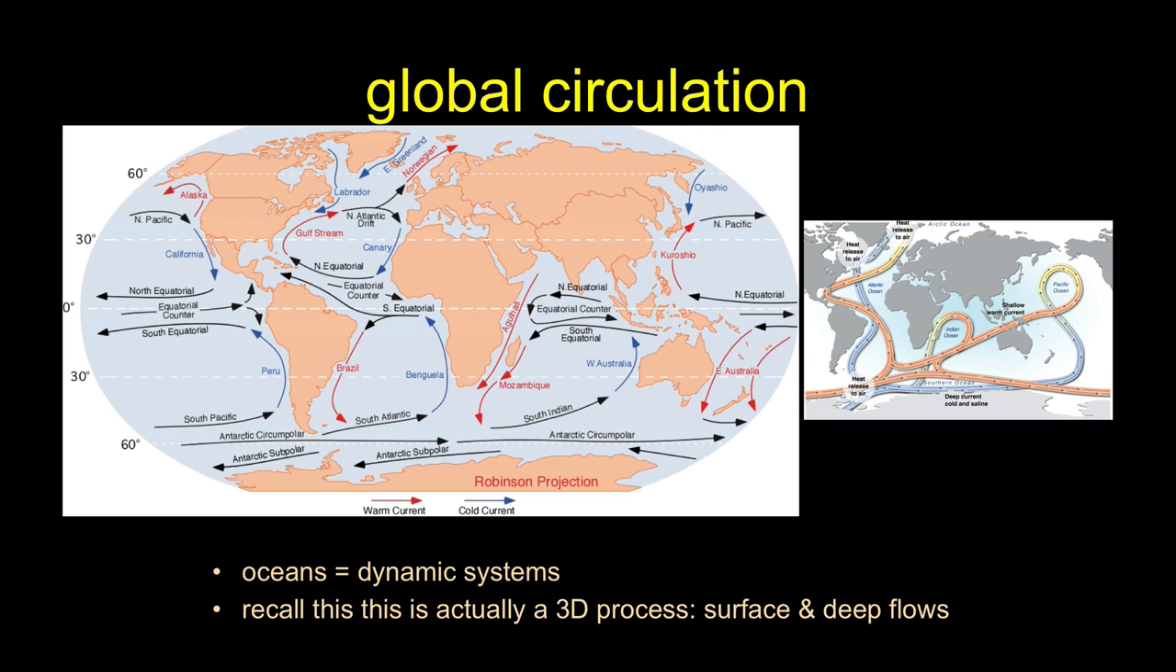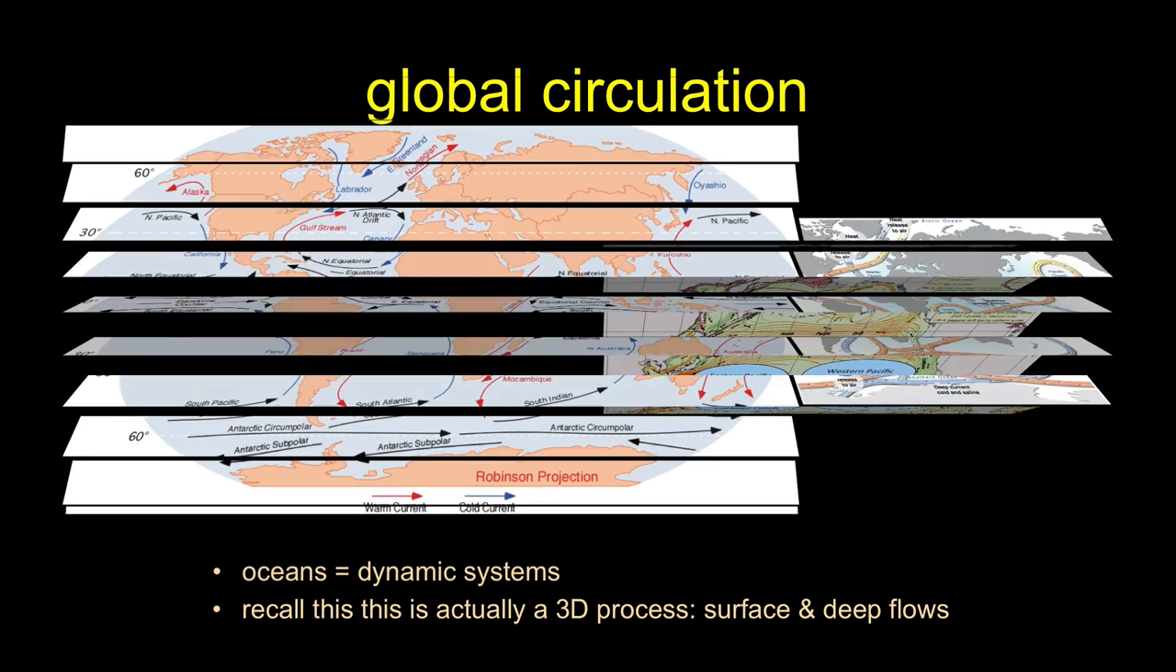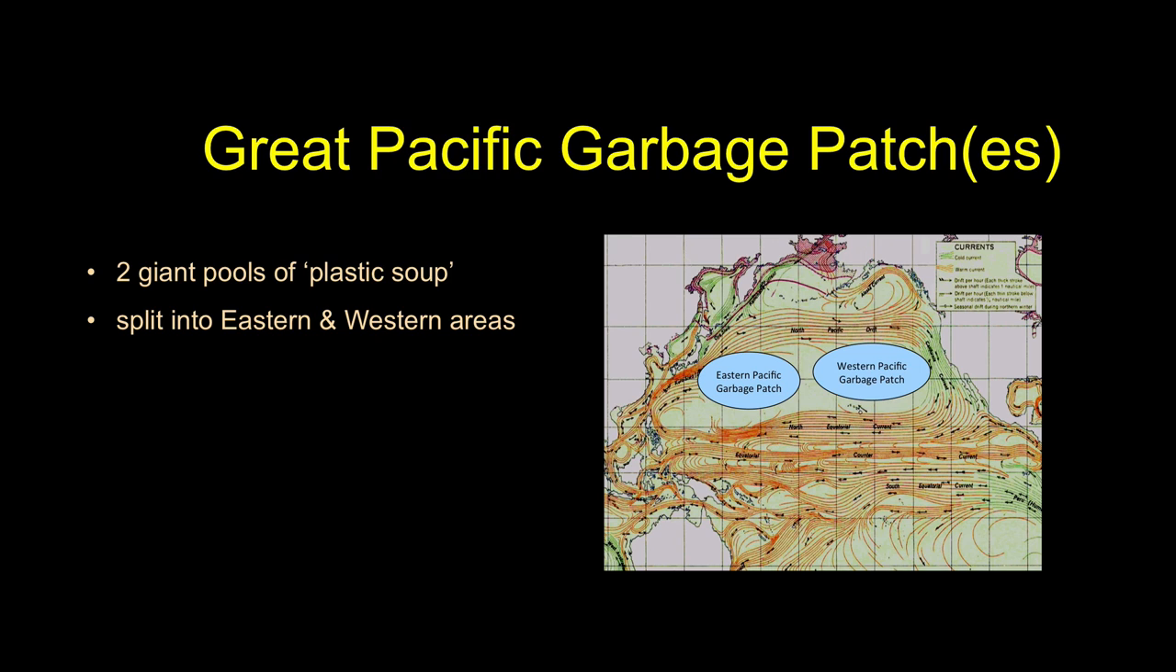And so we know the oceans are these dynamic systems, and we know that this is really a three-dimensional circulation process. But to some extent, we can see the manifestation of marine debris because plastics tend to be buoyant, tend to float. So we can look at the surface phenomenon of debris. And we see two large aggregations in the Pacific Ocean of primarily plastic debris in what people refer to as the Great Pacific Garbage Patch or the Great Pacific Garbage Patches. We have two major areas. There are many sub-areas, but there's two large areas, one in the Eastern Pacific, one in the Western Pacific.